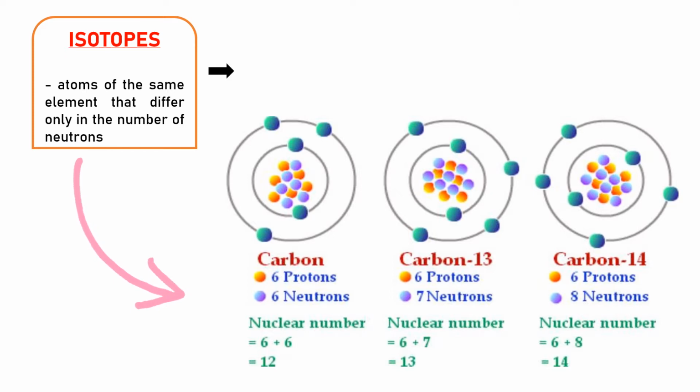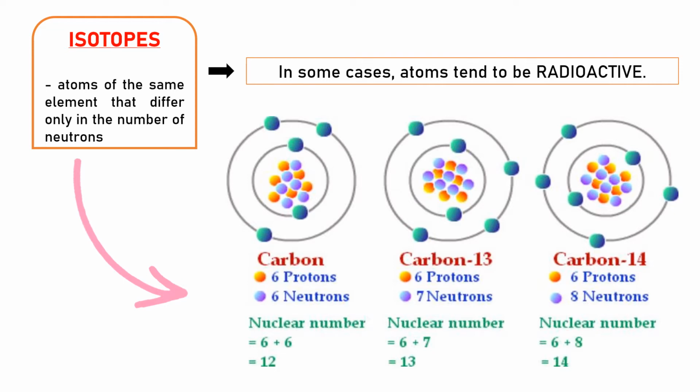In some cases, isotopes may be unstable or radioactive. Radioactive atoms emit energy or subatomic particles in order to return to their stable state. This is the case of carbon 14. The radioactive carbon 14 has a number of applications in the field of science.